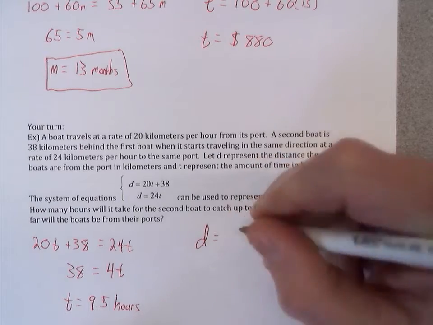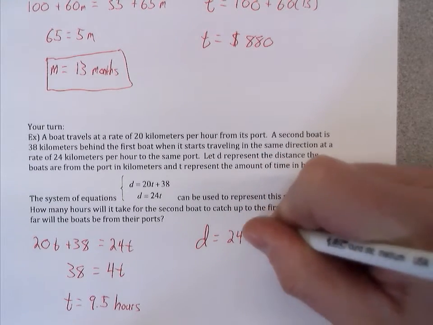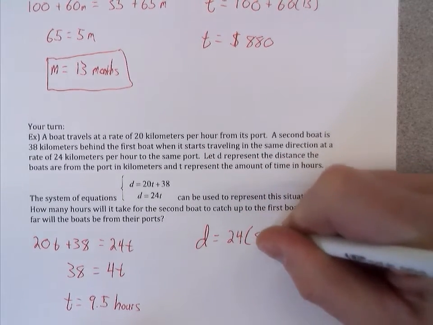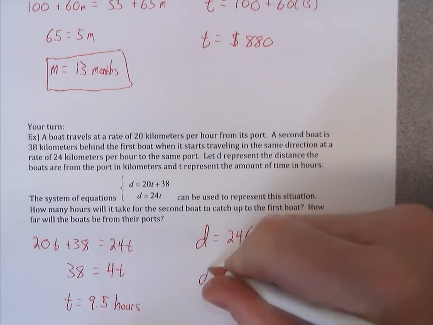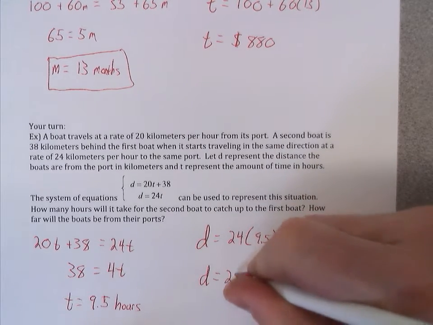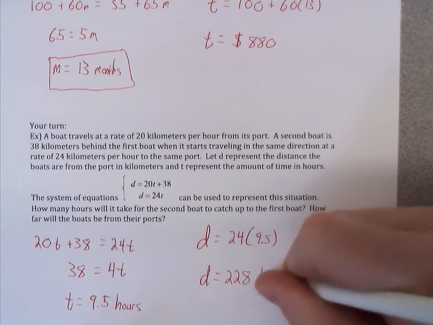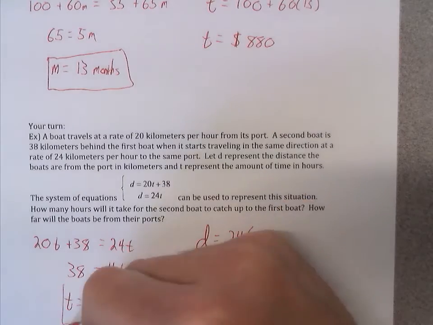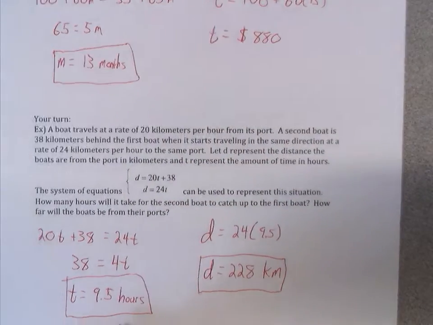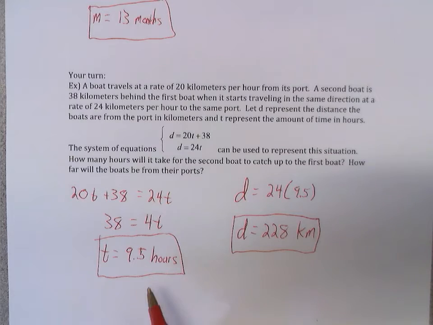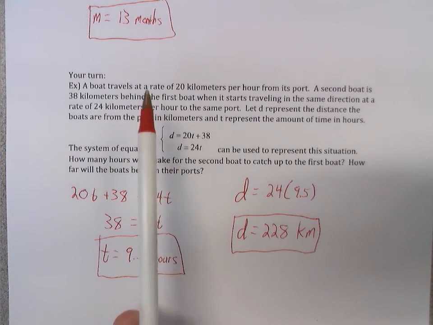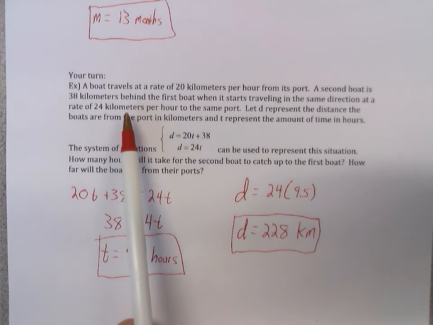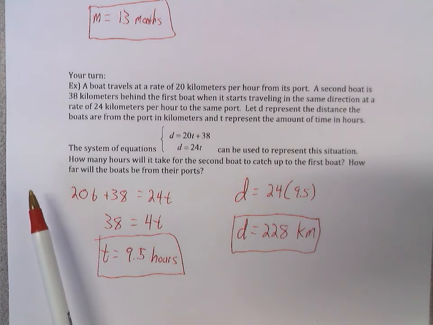The easiest one would be the simpler equation. 24 times 9.5. D is going to be equal to 228 kilometers that they will have traveled in the time of 9.5 hours. And that's another example of taking a couple of equations that are derived from a word problem and solving them the same way we would solve a system of linear equations.